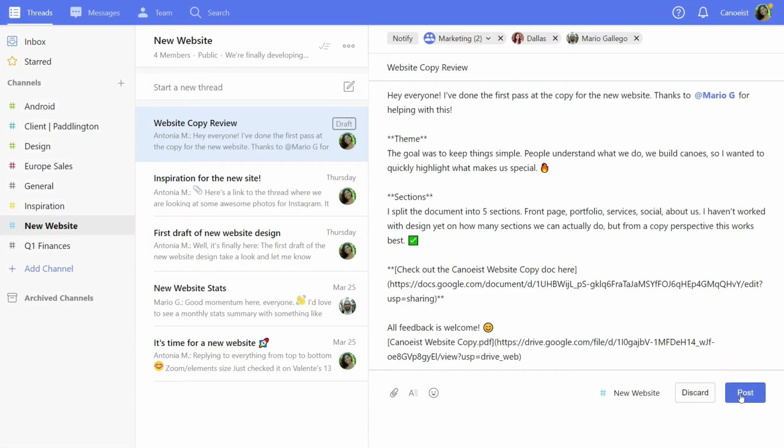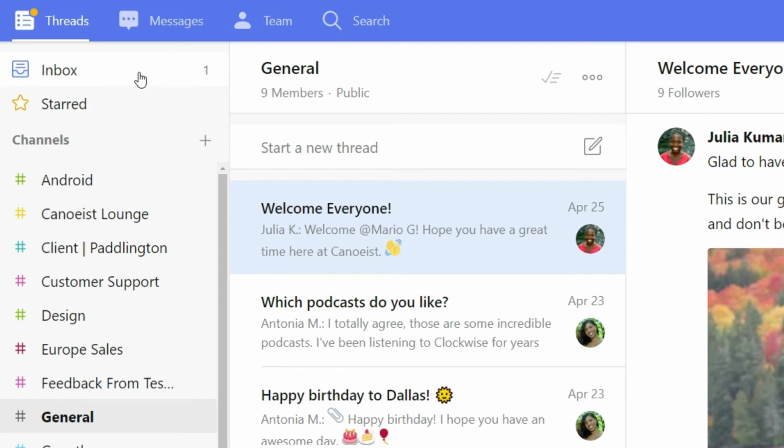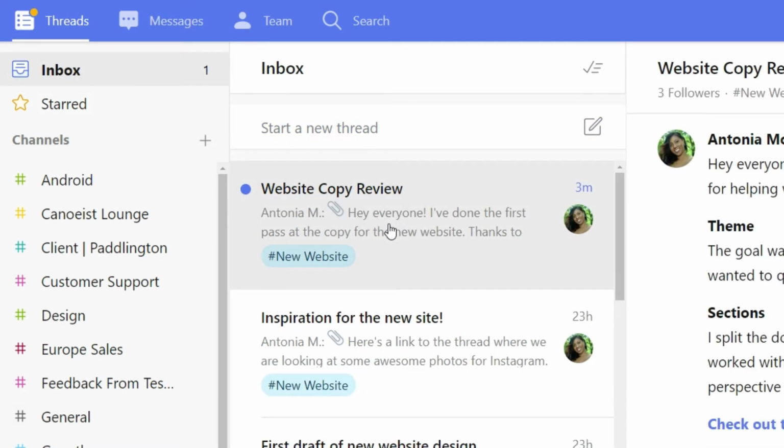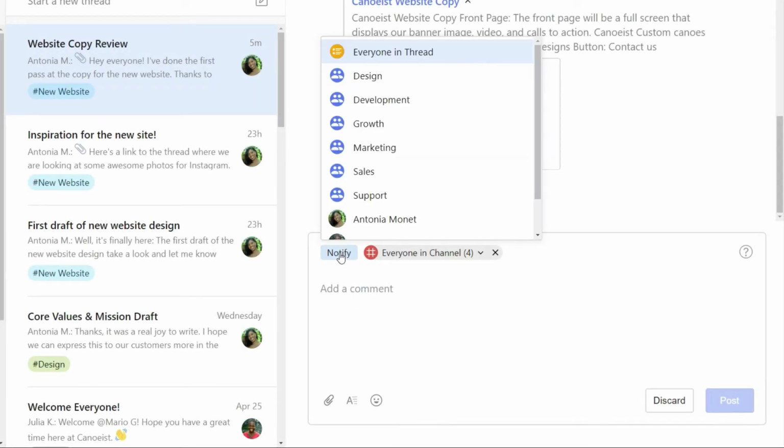When you're ready, post your thread. Anyone on your team will be able to read it, but only the people you notified will see it as an unread in their inbox. Try to be selective about who gets notified. It means less noise for the rest of the team.